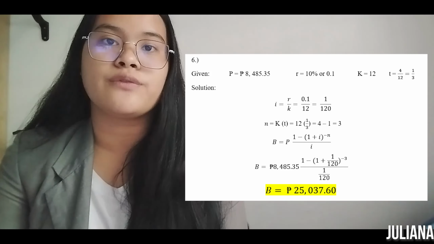To find out the outstanding balance, we will use the formula P multiplied by 1 minus the quantity of 1 plus I raised to negative n, over I. Substitute the given, then we have an outstanding balance of 25,037 pesos and 60 centavos. Therefore, the outstanding balance after the first payment is 25,037 pesos and 60 centavos.